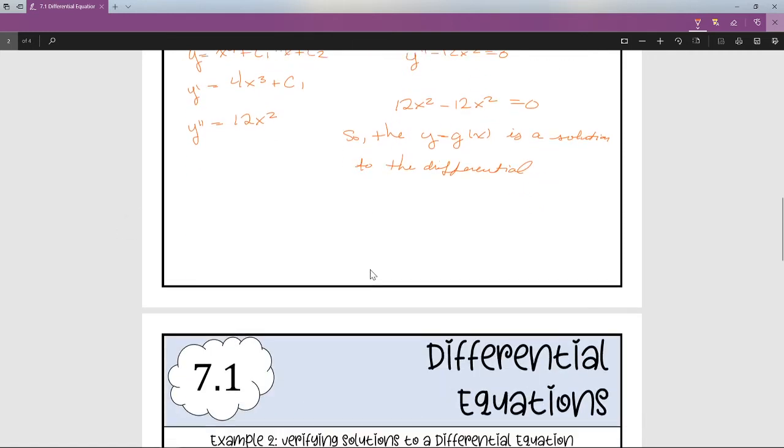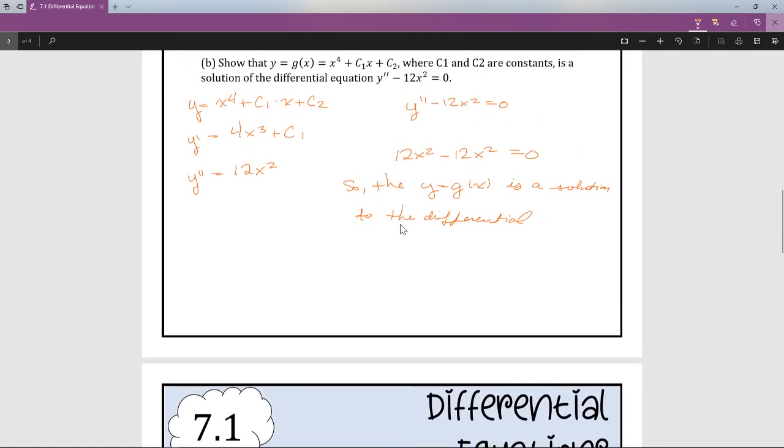I think overall it's pretty easy at this step. Differential equations become more difficult when you're trying to find what that function looks like.